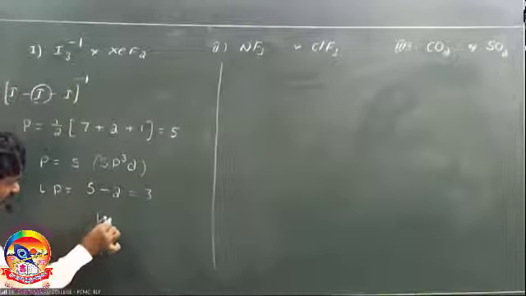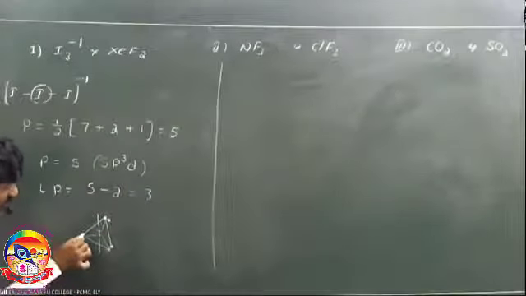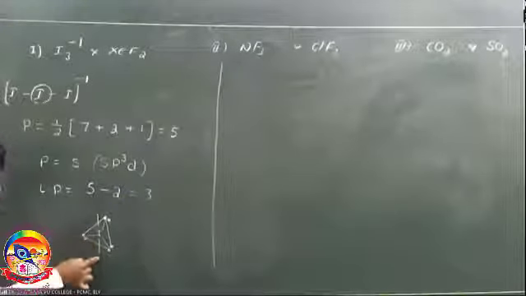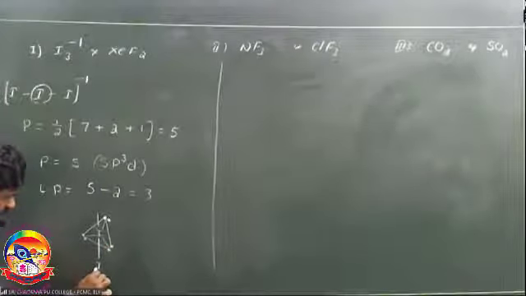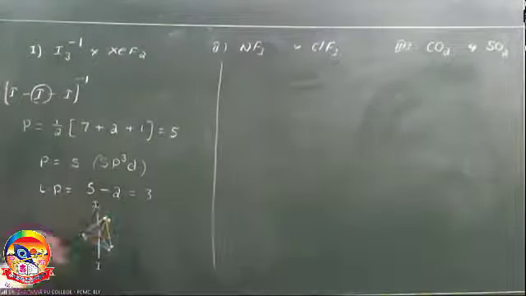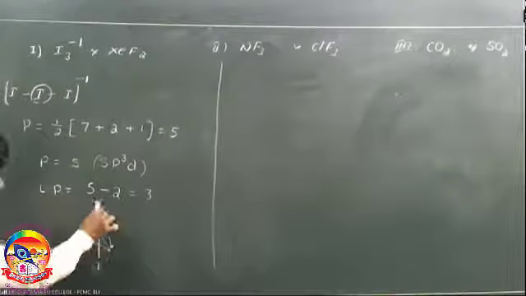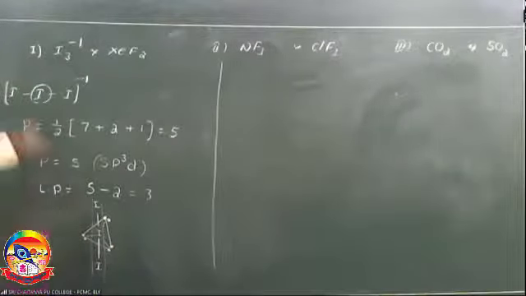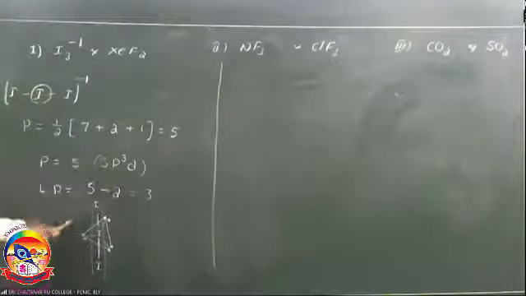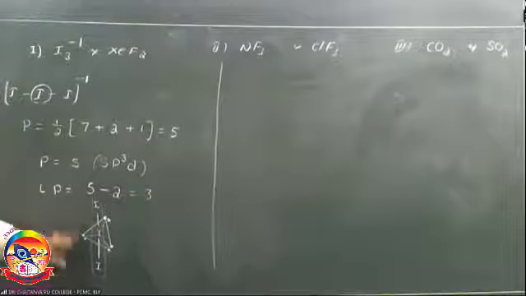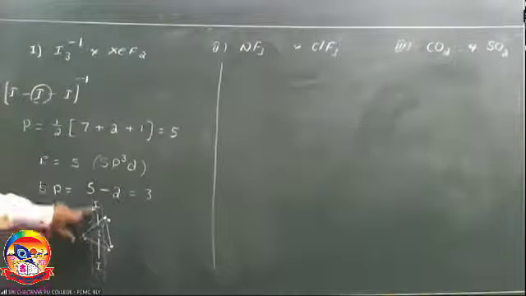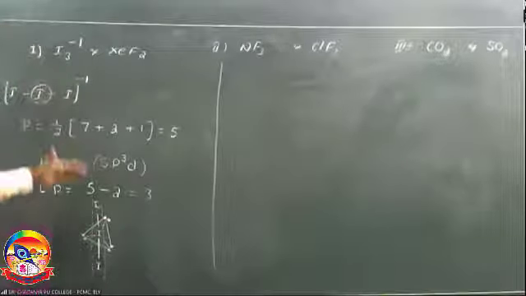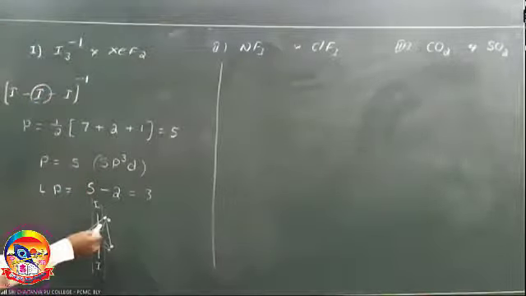The lone pairs are at the equatorial positions, and the bonded atoms are present at the axial positions. So what is the geometry of I3 minus? Linear. The hybridization is sp3d, the number of lone pairs is 3, the number of bond pairs is 2, the lone pairs are at the equatorial position and the bond pairs are along the axial position. Hence, the geometry of the I3 minus ion is linear, and linear means the bond angle is 180.